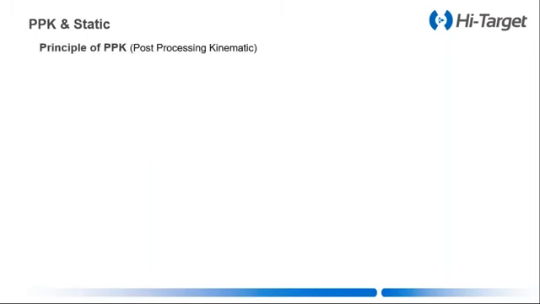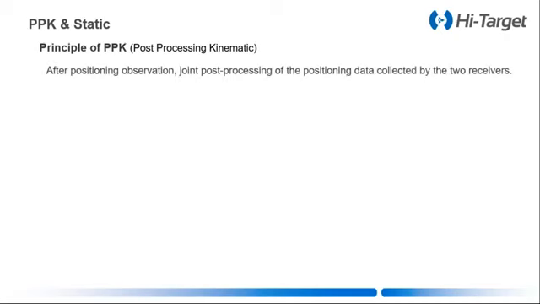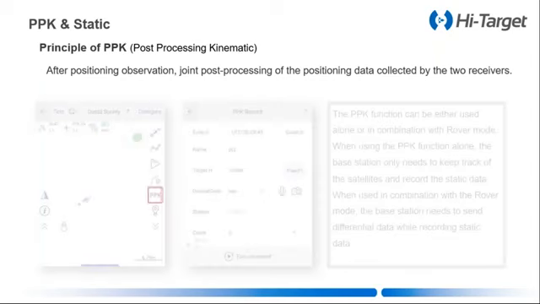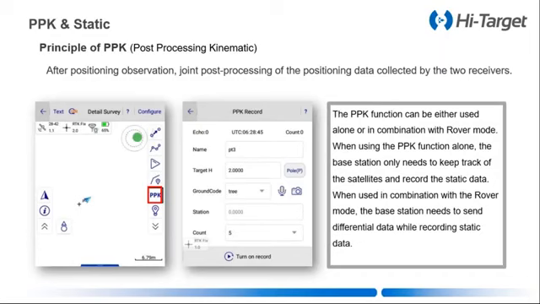What's PPK? PPK, the full name is post-processing kinematic. After positioning observation, join post-processing of the positioning data collected by the two receivers. You can see the red box in the first picture. This is the PPK mode icon. If you want to use PPK mode, don't forget the PPK icon at the detail survey interface.